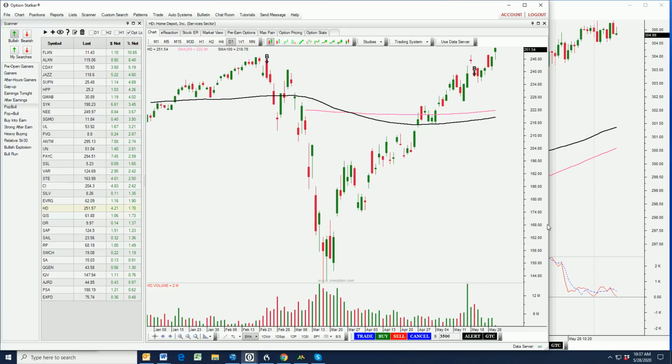Let's see if we can find a bullish put spread. As I just quickly look through the rest of the list, I don't see anything that's got any great option liquidity to it. So let's stick with Home Depot and see if we can find a trade there.